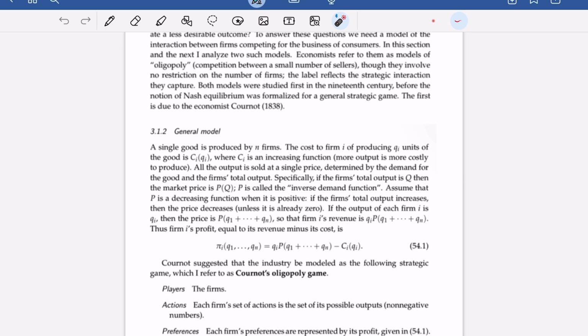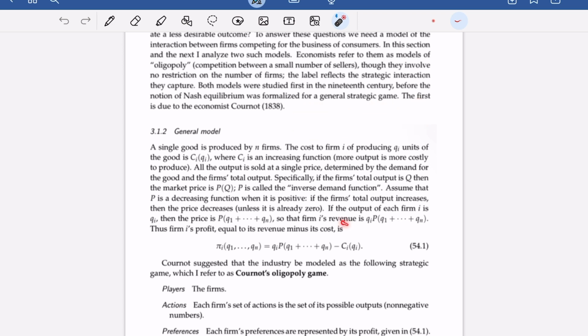Then we can put some assumptions where the outputs are sold at a single price determined by the demand. Specifically, if the firms' total output is Q, then the market price is P(Q). Assuming that P is a decreasing function, which it usually is, if the firms' total output increases, then the price decreases. And if the output of each firm is Qi, then the price would be P(Q1 plus all the way to Qn).